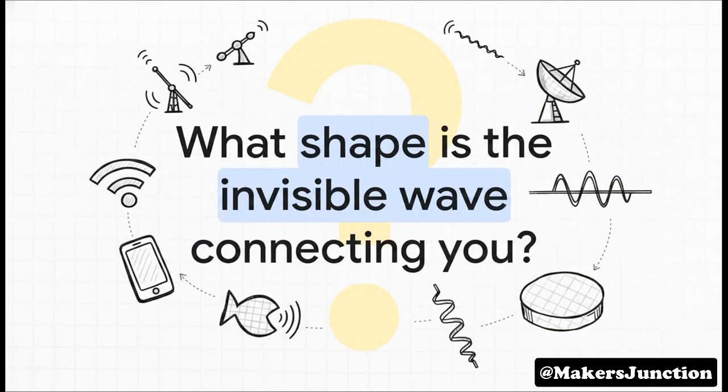So, we've gone from basic definitions to the wild geometry of polarization, navigated through electromagnetic fields, and even checked out some cheese and fish-shaped metal. Here's what I want you to think about. The next time you make a call or connect to Wi-Fi, ask yourself, what exact shape is the invisible wave connecting you to the world right at this very second? Is it linearly polarized? Circular?